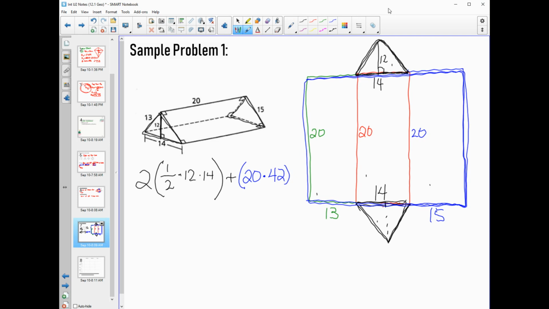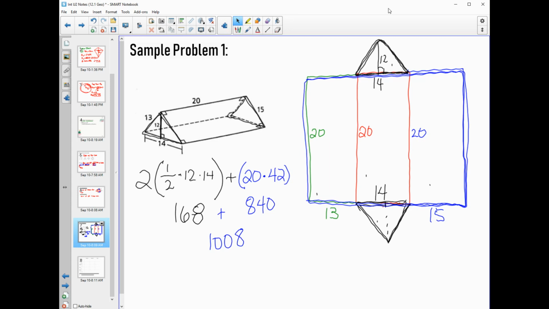So that gives us a total area. I have 168 here and 840 here, for a total of 1,008. So let's look at what we did here and see if we can come up with a formula that we can use for any prism.